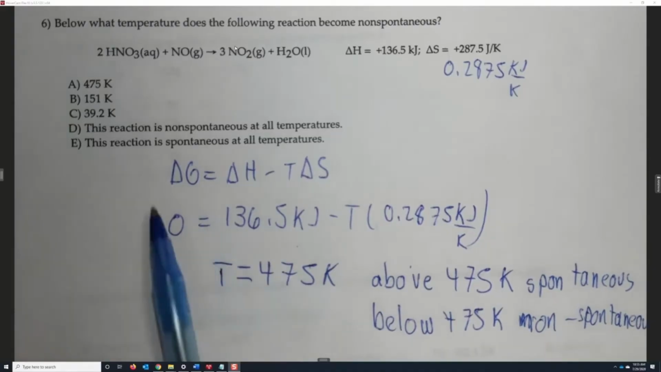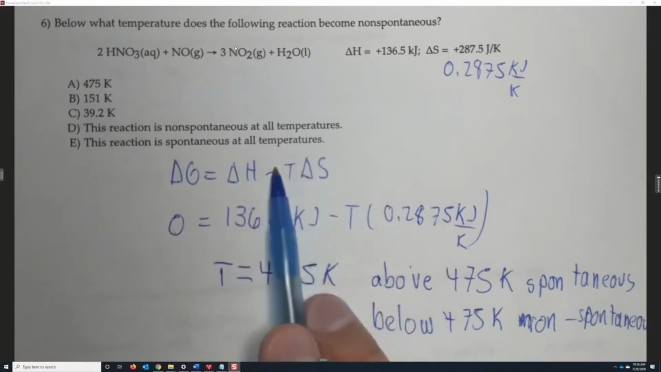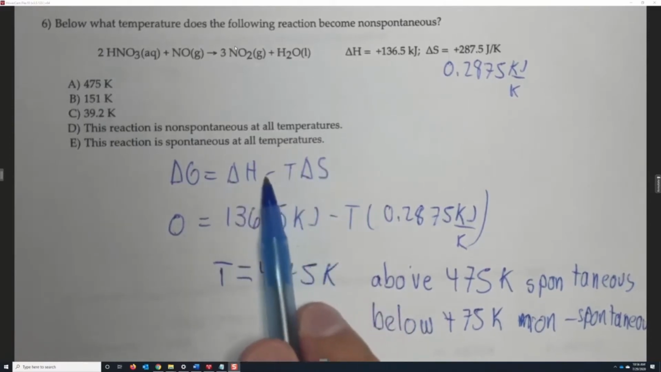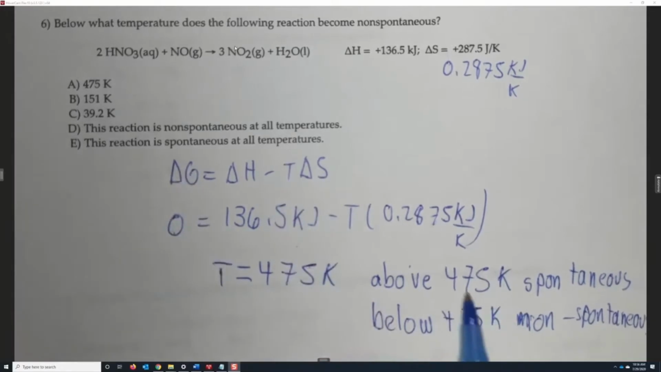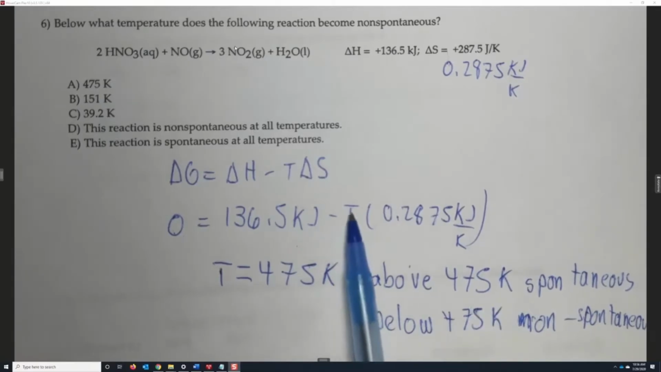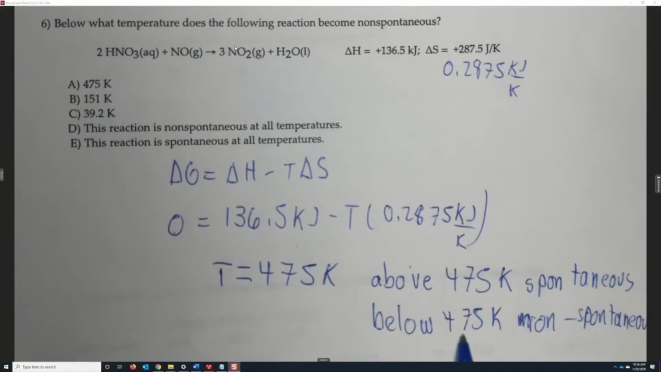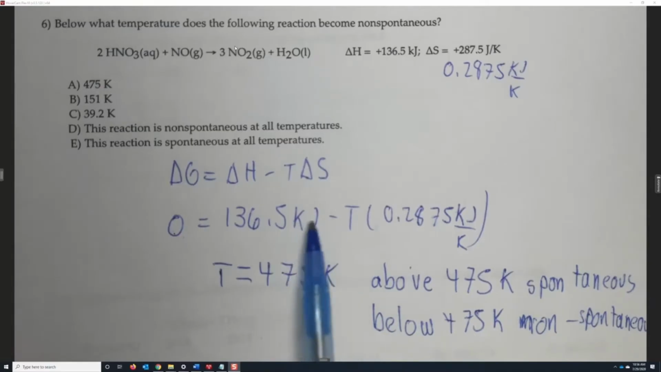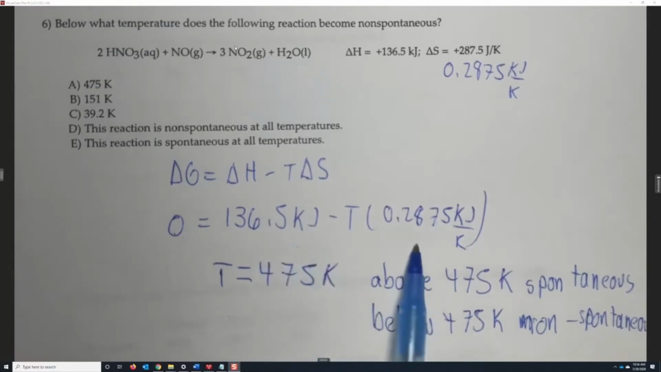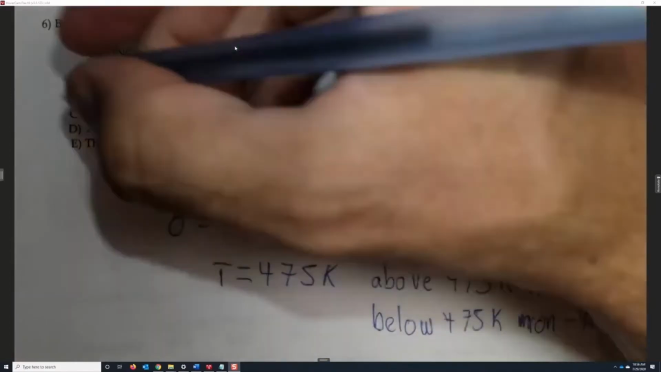So this 0 is the tipping point. Since this is positive, we need this T delta S to be negative enough to make this overall negative. And that happens when we're above 475 K. So 476, for example, times this will be a larger negative number than this is a positive number. However, at any temperature below that, say 474 K, this is going to be too small. So when we subtract it, we still get a positive number. So this is the tipping point, and the answer here is choice letter A.